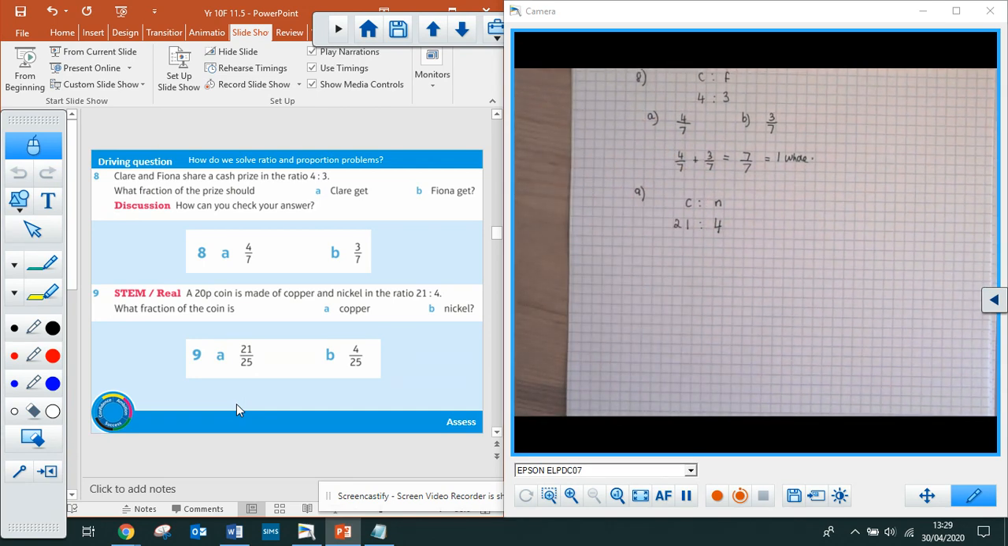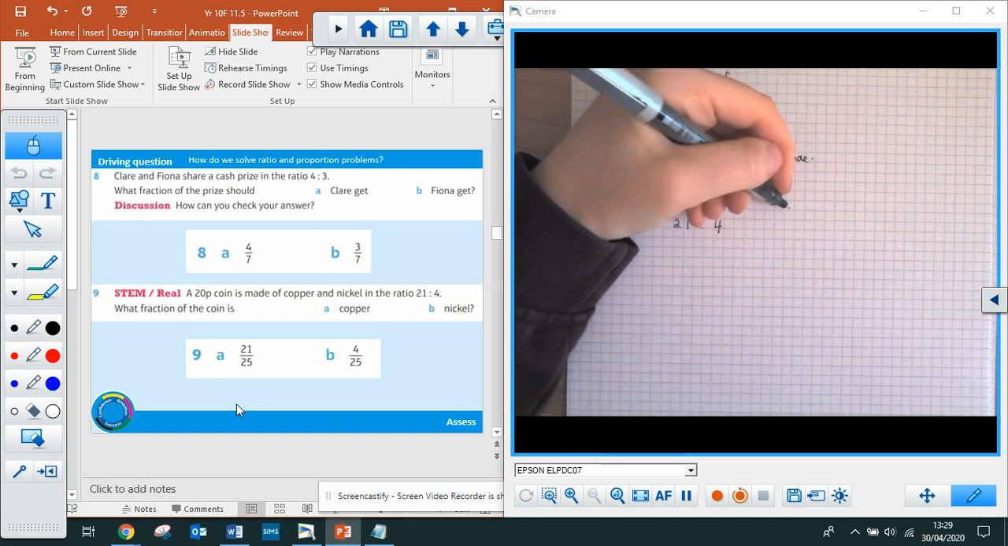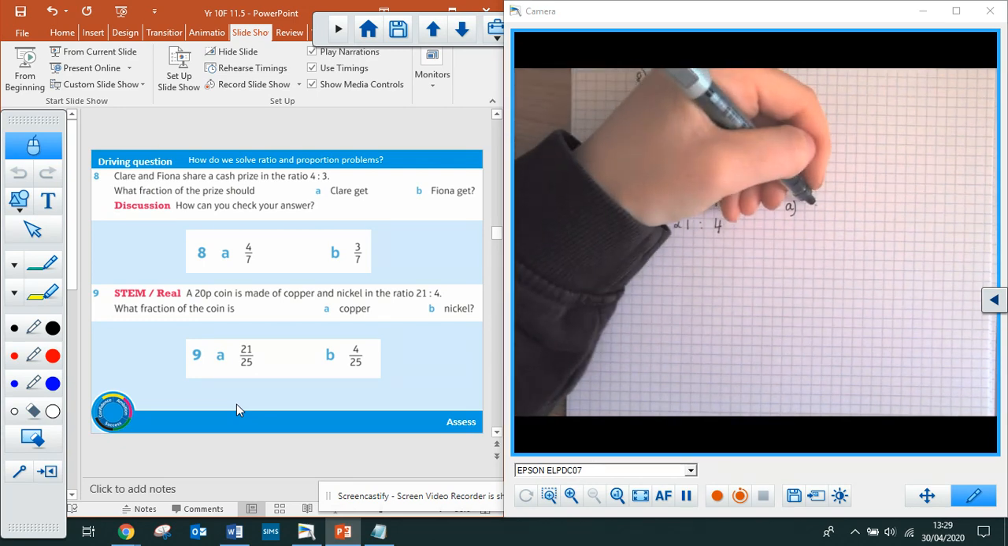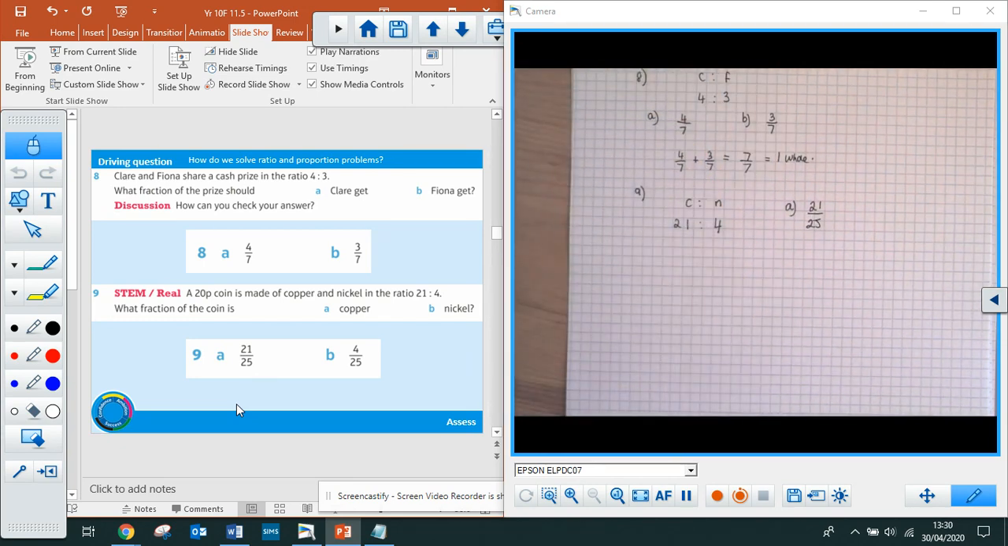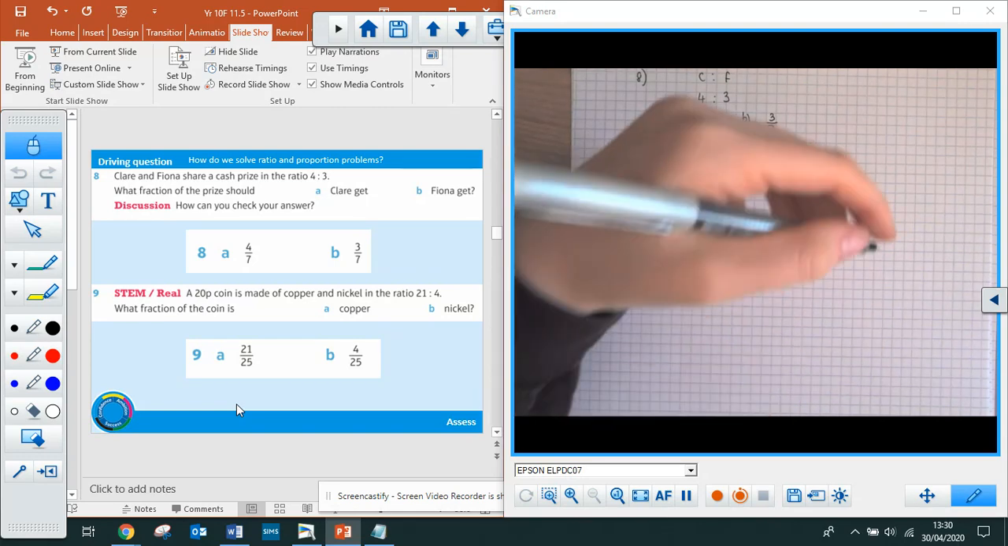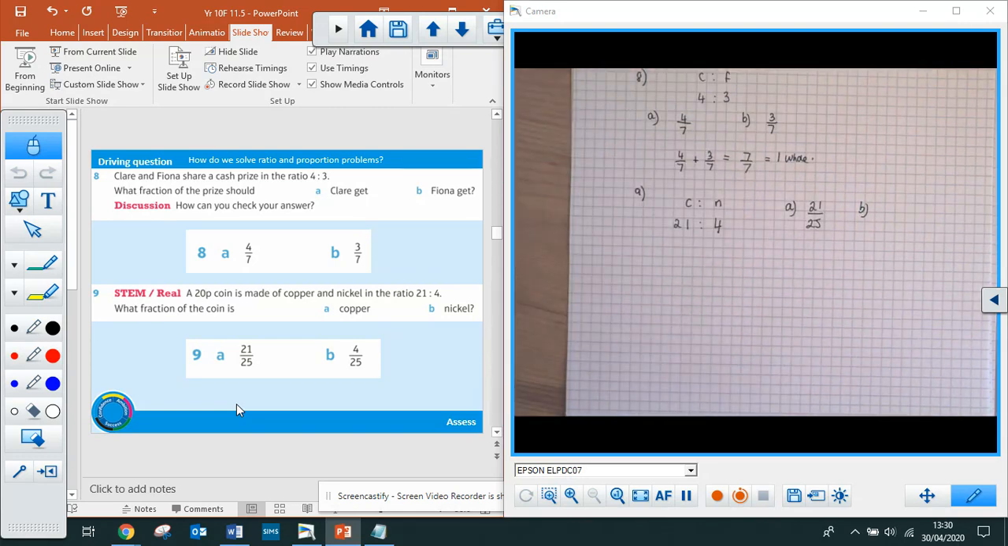What fraction of the coin is copper? Okay, hopefully these are getting a bit repetitive now. So part A, what is copper? Well, 21 parts belong to copper out of a total of 25 parts. 21 and 4 is 25. Okay, so 21/25.